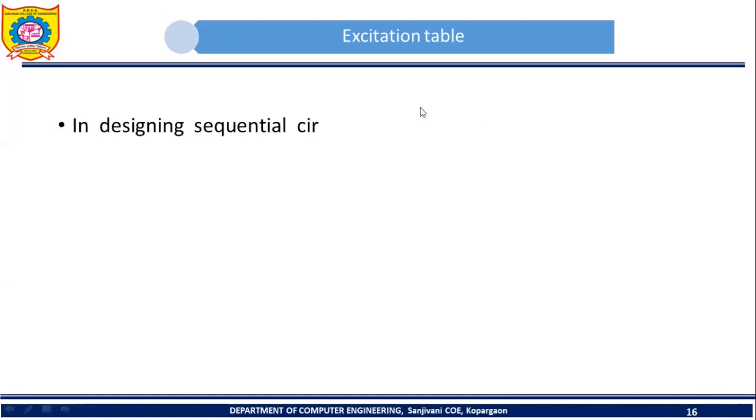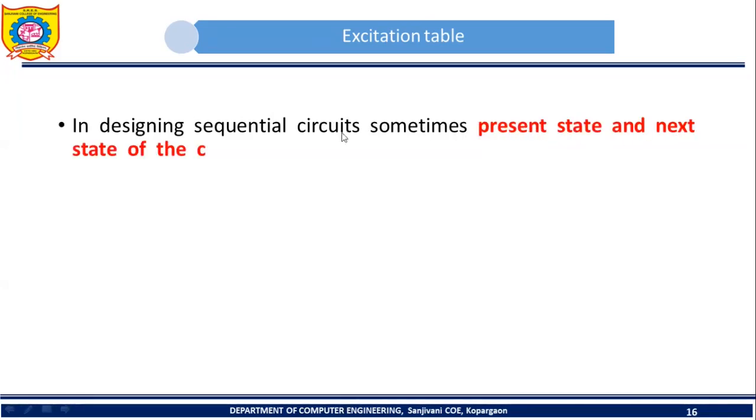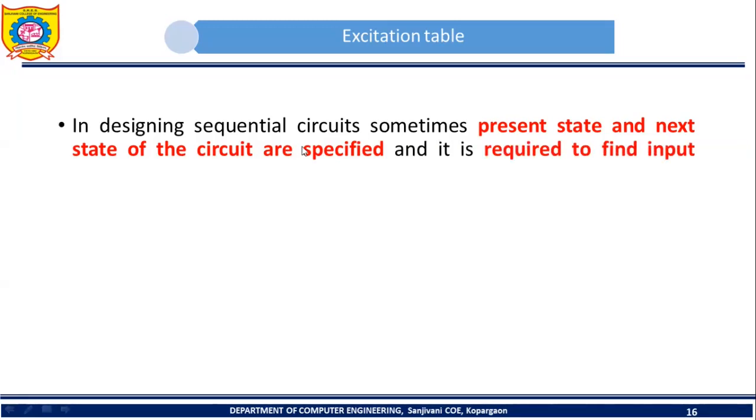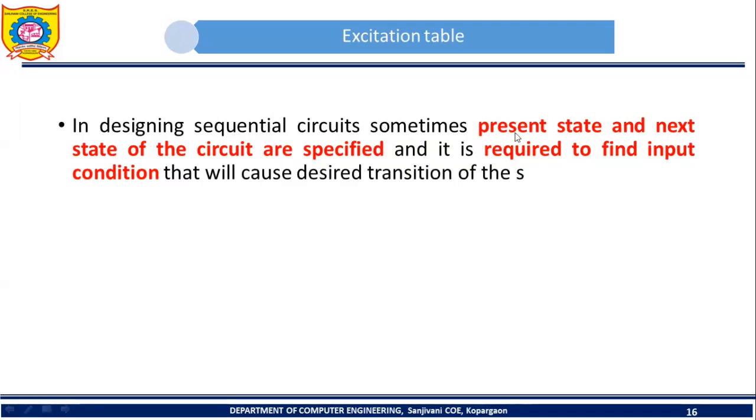In designing a sequential circuit, sometimes the present state and next state of the circuit are specified, and it is required to find the input condition that will cause the desired transition of the state. In this case, excitation tables will be required. So let's try to understand it with the help of one example.